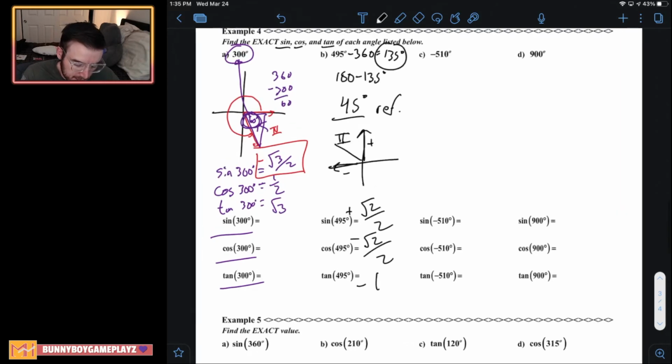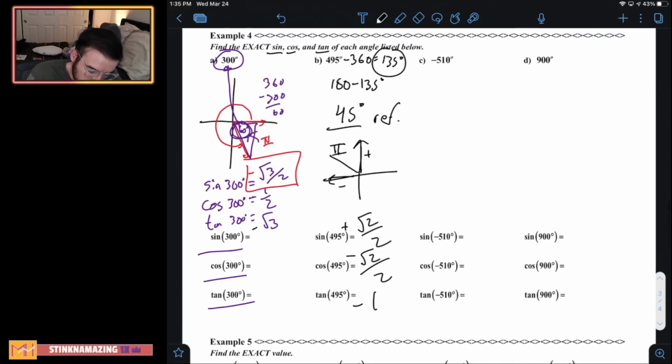Oh shoot, I forgot to say that over here as well. Tangent is negative over here as well, because a negative divided by a positive gives me a negative. So the sine value is positive, but cosine is negative and tangent is negative.